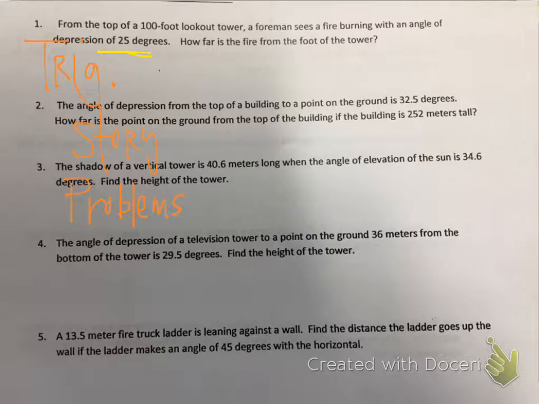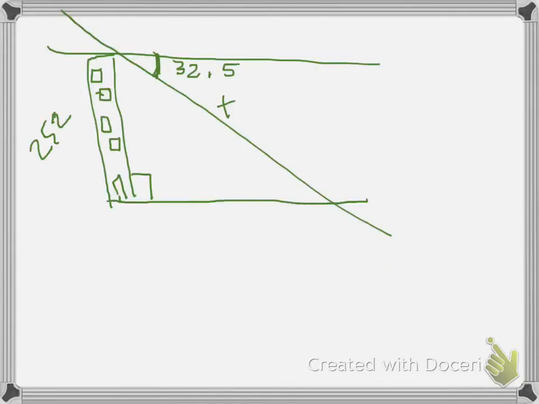Let's do number 2. The angle of depression from the top of the building to a point on the ground is 32.5 degrees. How far is the point on the ground from the top of the building if the building is 252 meters tall? So I drew my picture. This is 252 meters. Angle of depression is 32.5.